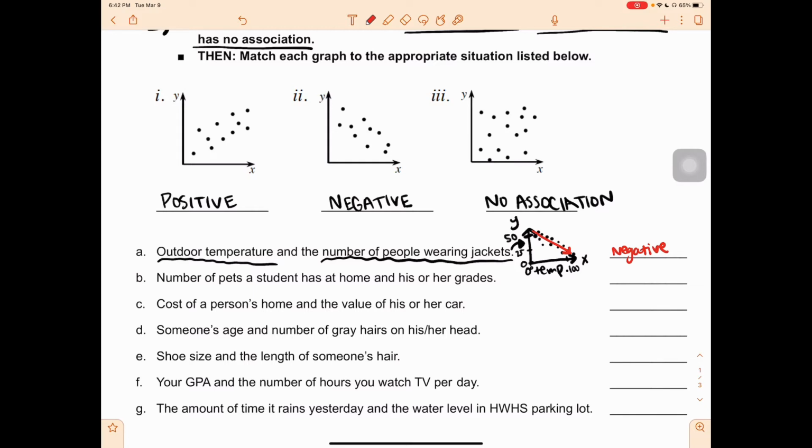So if you wanted to write a sentence, I know there's not too much room here. I think normally you do it on another piece of paper, but we can say as the temperature increases, jackets decrease, which shows it is a negative association. So as the temperature increases, the number of people wearing jackets decreases. So that's why it's a negative.